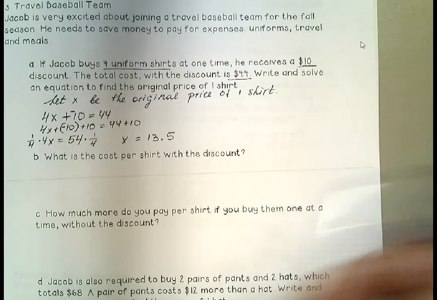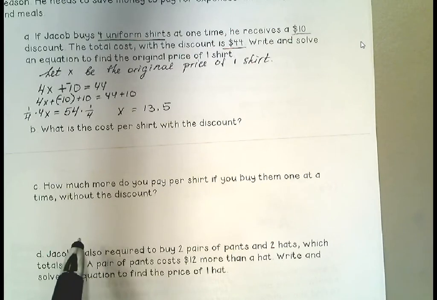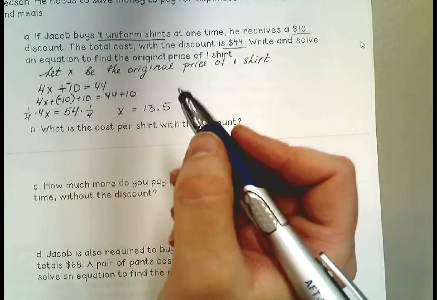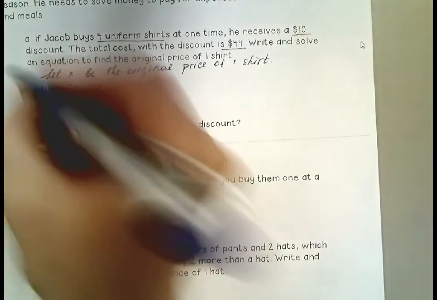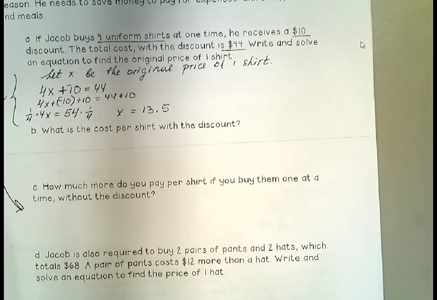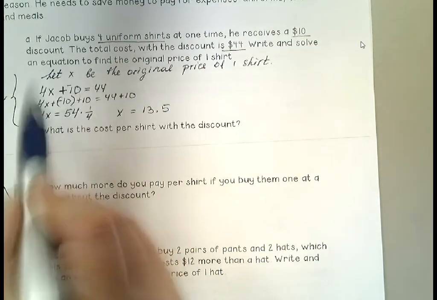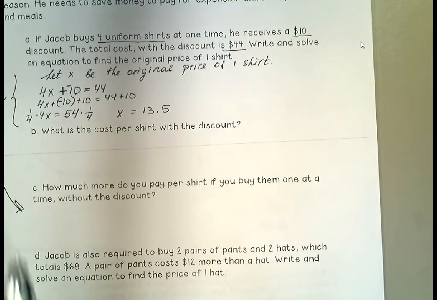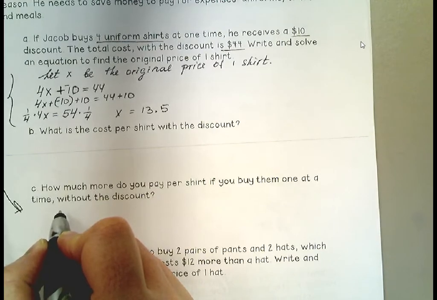Sorry, I have to switch this around a little bit. I'm going to go to part C right now. How much more do you pay per shirt if you buy them one at a time without the discount? So this one is actually without the discount. Okay, so this one will be without the discount. I have to put this here in part C because we applied the discount, but then we had to remove it to be able to find that cost.